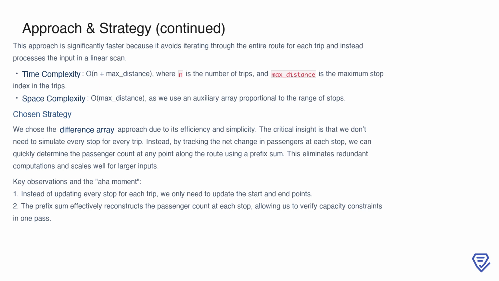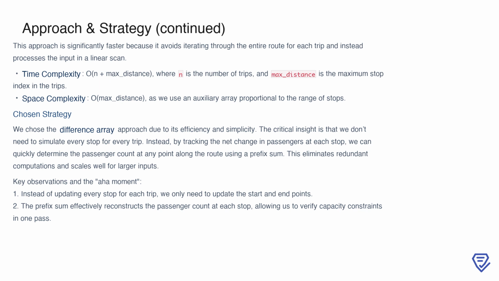The strategy we've chosen for solving this problem is this difference array approach due to its combination of efficiency and simplicity. The key insight here is that we don't need to directly track the number of passengers at every stop throughout the journey. Instead, by focusing on the net change in passengers at the start and end points of each trip, we can quickly reconstruct the passenger count at each stop using a prefix sum. This eliminates unnecessary computations and ensures the solution can handle larger datasets effectively.